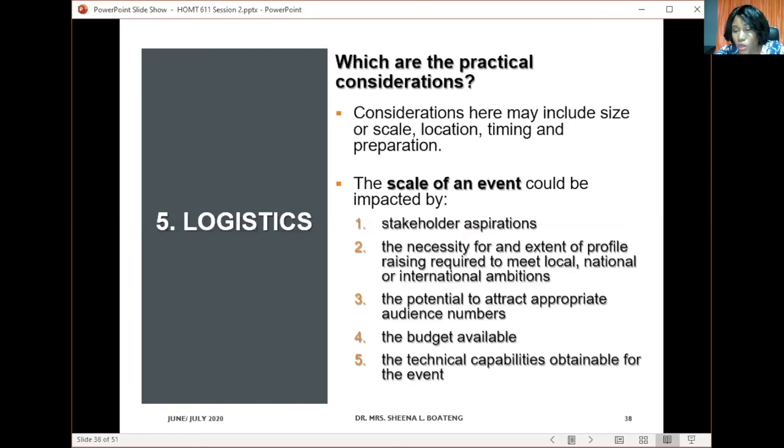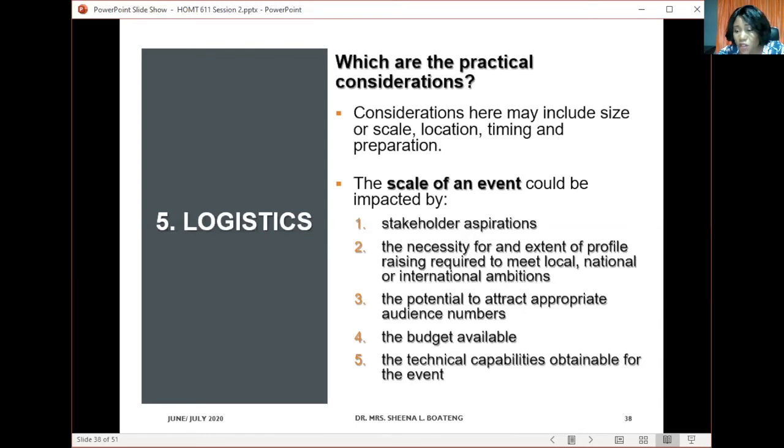And like Na told us earlier, the sustainable tourism was launched at Kempinski Hotel, one of the most prestigious event locations in Ghana at the moment, right? All to be able to raise the profile of the event to meet the level at which the organizers expect it to be, right? The scale of the event could also depend on the potential to attract appropriate audience members.